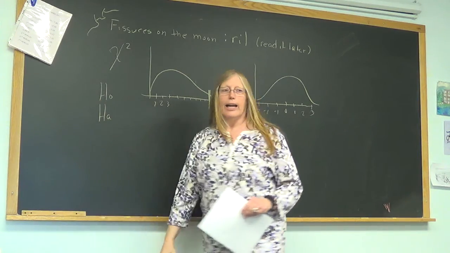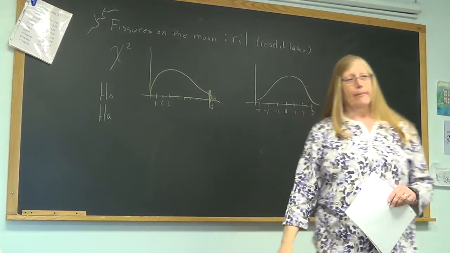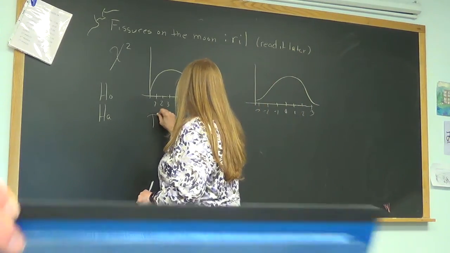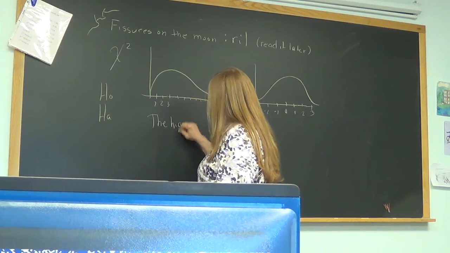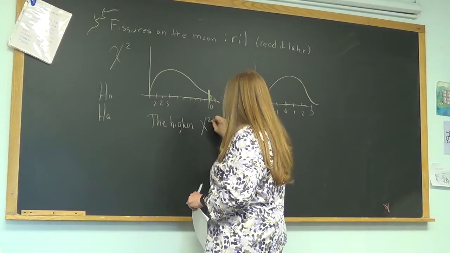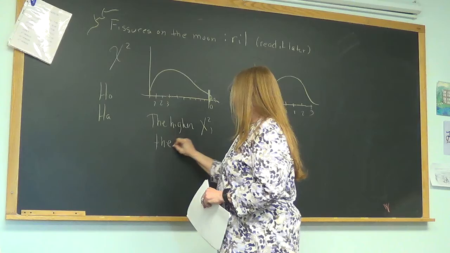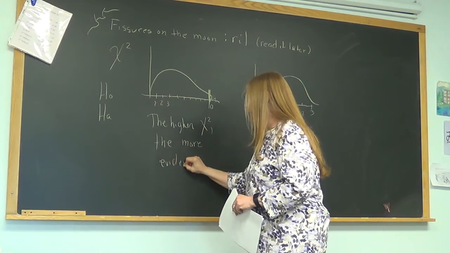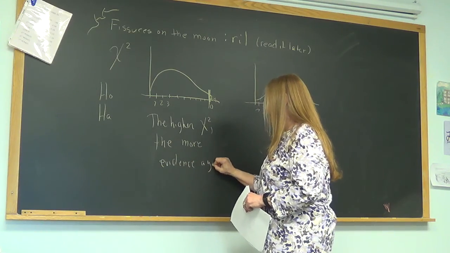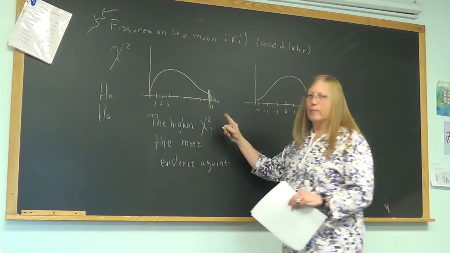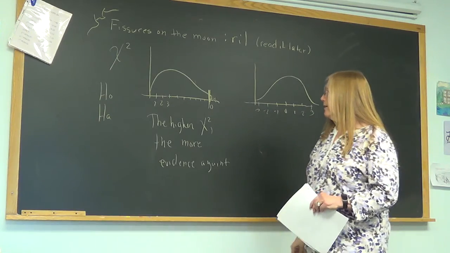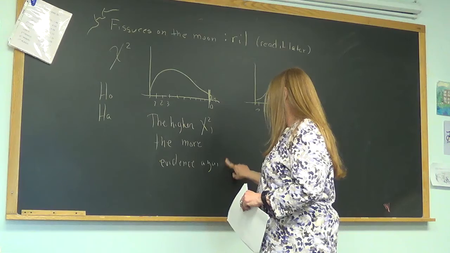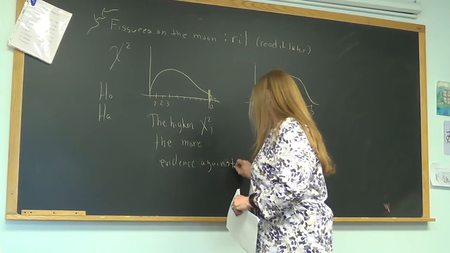All right, did you gather that in our discussion yesterday? Once you write that down on yesterday's work somewhere: the higher the chi-squared, the more evidence against H sub 0, because it's becoming more and more rare of an occurrence. The higher chi-square, the more evidence against H sub 0.